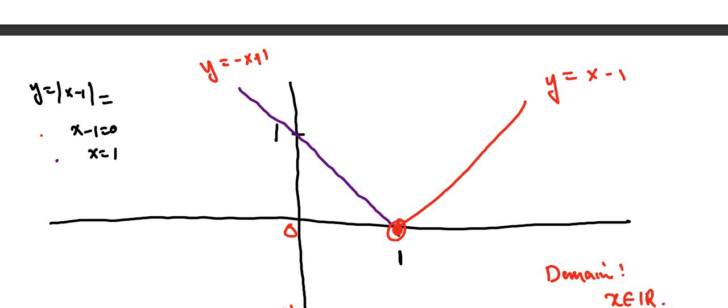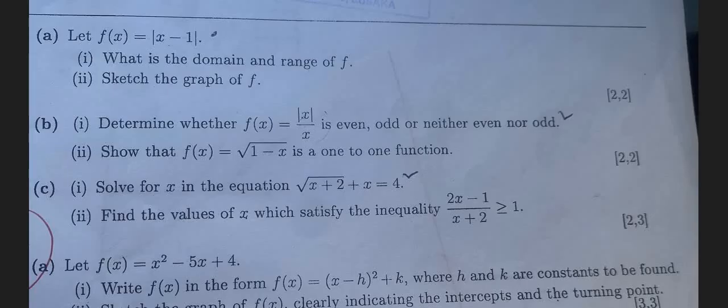So this is the graph that was needed, and it answers all the questions on the first part. We've given them the sketch, and we've also given them the domain and the range. So this is basically going to score you your 4 marks. So that's what we have on question number 1A.